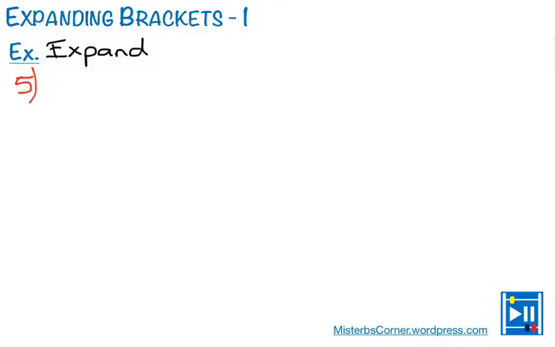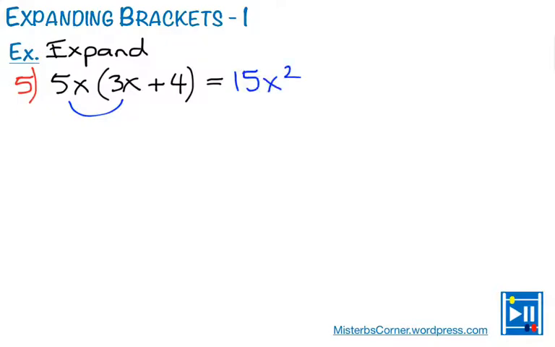I may have, let's say, 5x multiplied by 3x plus 4, right? In that case, 5x times 3x, I multiply numbers separately. 5 times 3 is 15, x times x will give me x squared, and I'll also multiply 5x and 4, so that's going to be 5 times 4, 20x. So this is how I expand brackets like this.